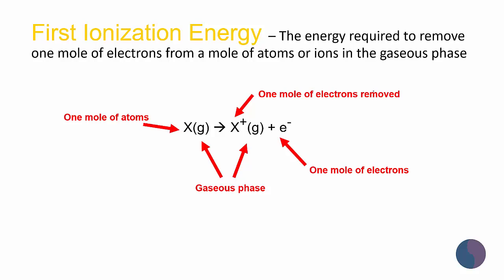And so the actual definition you need to know. It's better to be able to write this out, because this also gives you a good definition if it's written out correctly. As it's a formula, these represent 1 mole. So it's 1 mole of atoms converted to 1 mole of ions by removing 1 mole of electrons, in the gaseous phase. So the energy required to remove 1 mole of electrons from 1 mole of atoms or ions in the gaseous phase is the first ionisation energy. Make sure you can write that out exactly and read it off as a definition.